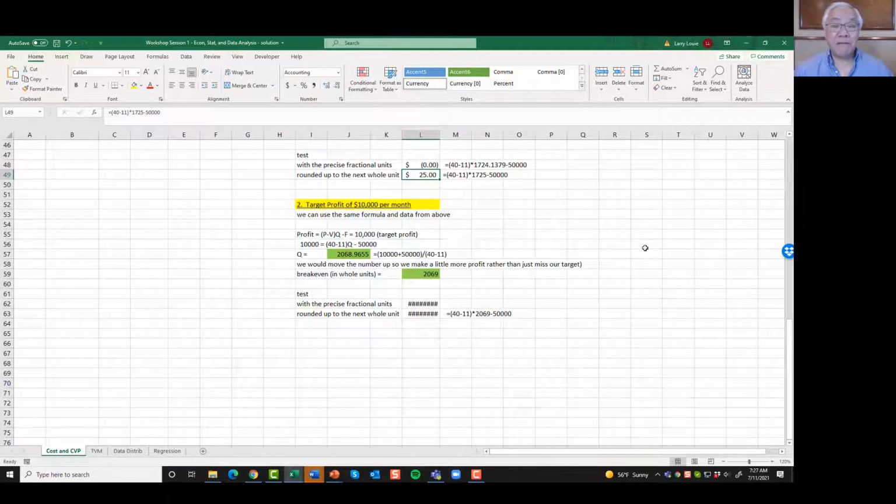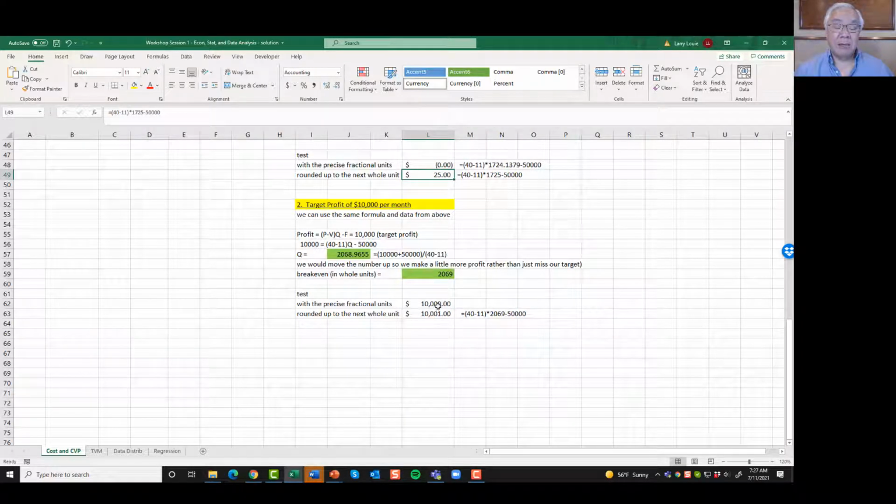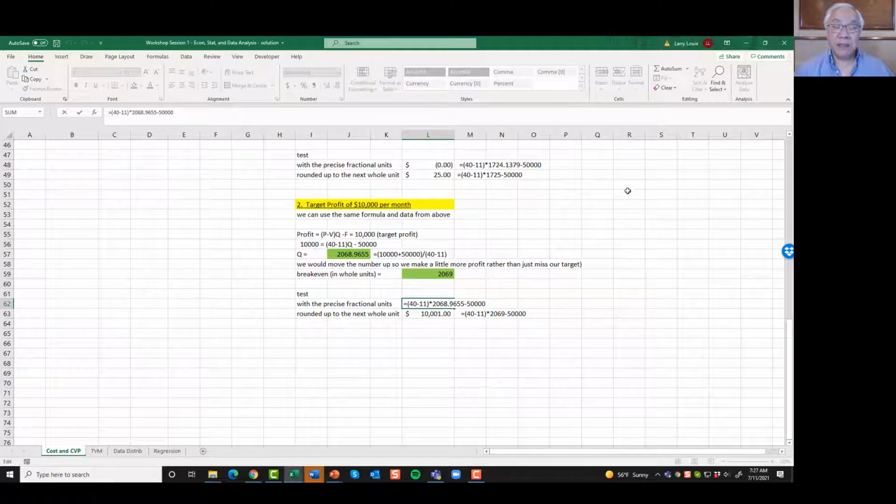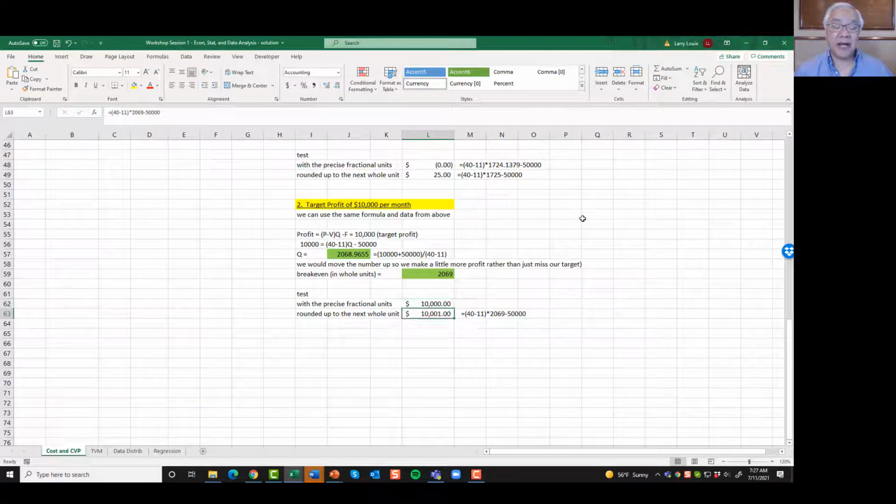The next requirement is a target profit of 10,000. Same thing: we plug in 10,000 as the profit, and then fill in the rest as we just did above, 40 minus 11, times Q, minus the 50,000 fixed costs, solve for Q, and we end up with 2,068.9655. Again, we round up to the next nearest unit because we're dealing with frames. So it's 2,069. When we check the math, if we used exactly the number, 2,068.96, we'd end up with 10,000. But if we round up to the next unit, we get a tiny extra profit, 10,001.